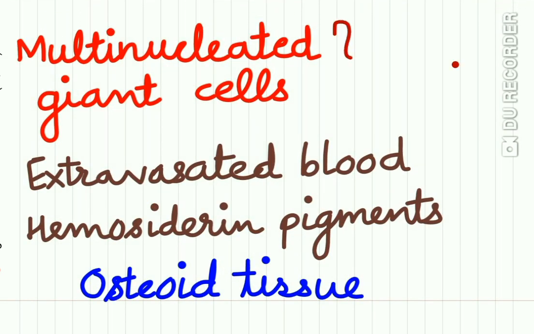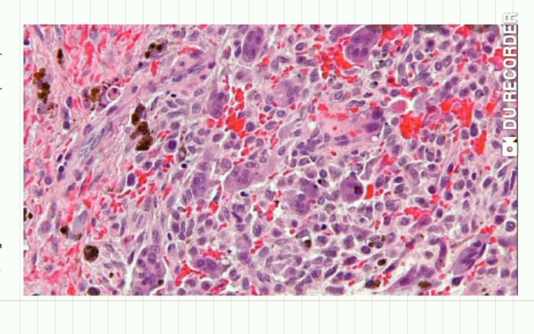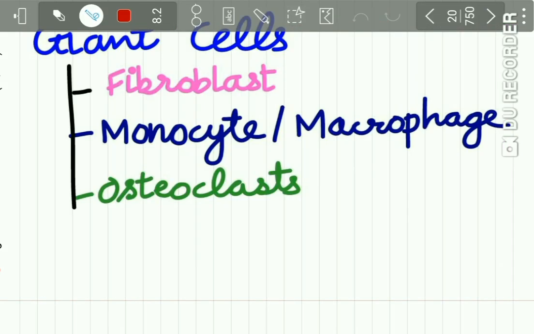Now you can see the characteristic multinucleated giant cells in CGCG. Also extravasated blood, hemosiderin pigment and osteoid tissue may be seen in the lesion. So here you can see the fibrillar connective tissue of the CGCG, and here you can see the multinucleated giant cells. Extravasated blood can be seen and these numerous giant cells can be seen.